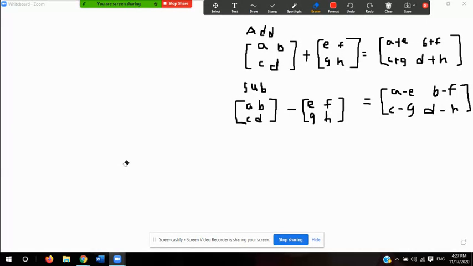Example 2 says -2 times. So now we have a matrix, but we're multiplying by another number, and we have -2 times the matrix 4, -1, 1, 0, and 2 and 7.